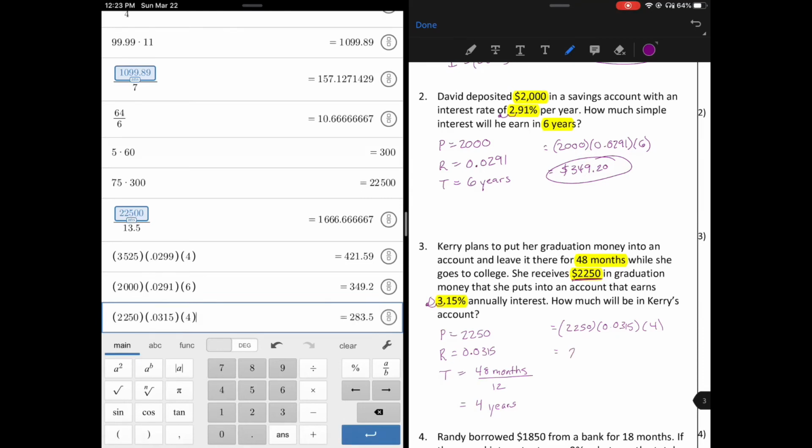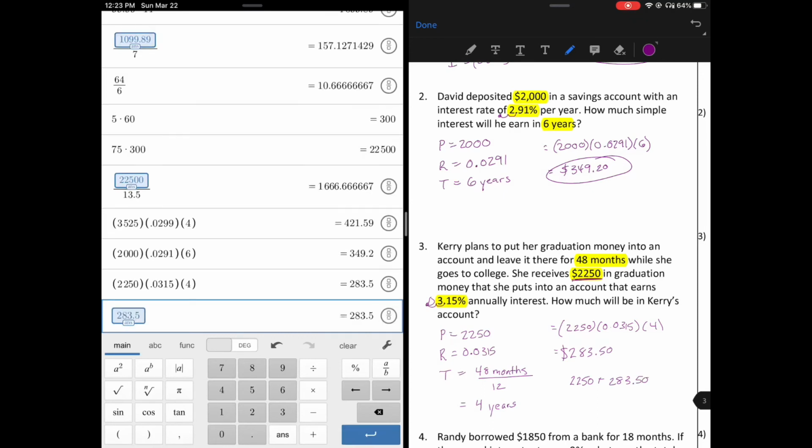So she will earn $283.50 in interest. Now, it doesn't ask us how much she earns in interest, it asks how much will be in her account. So at the end of that time, she will have both the interest and the original amount in her account. So we'll take our original amount and we'll add the interest to find the total amount that she has. So the total amount will be $2,533.50.